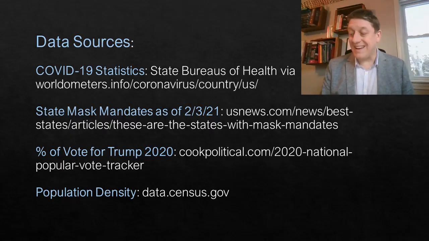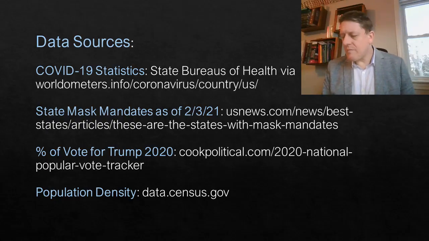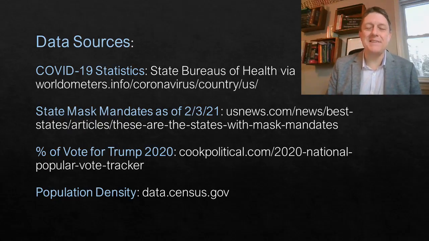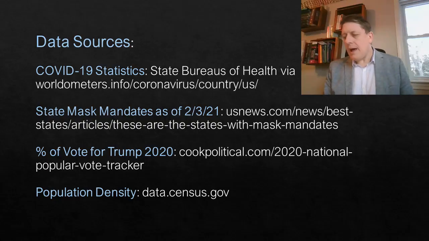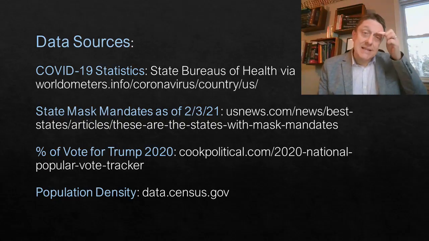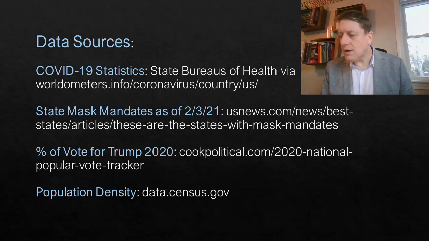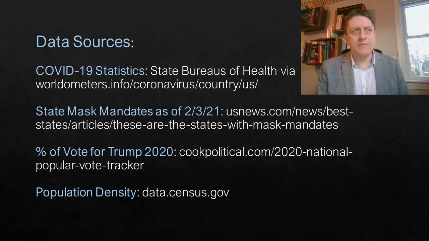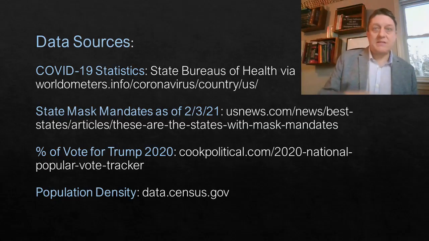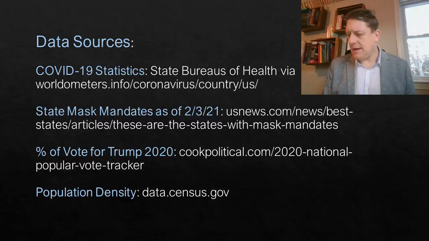For COVID-19 statistics, again, we can grab information through state bureaus of health, and I'm using a source called worldometers.info/coronavirus/country/US for a few reasons. The first is that source allows you also to look at other countries and do some comparative work. It's not just the United States. The second is that it very quickly, more quickly than Johns Hopkins, which does some great work and is usually cited more often, updates the coronavirus statistics throughout every day.